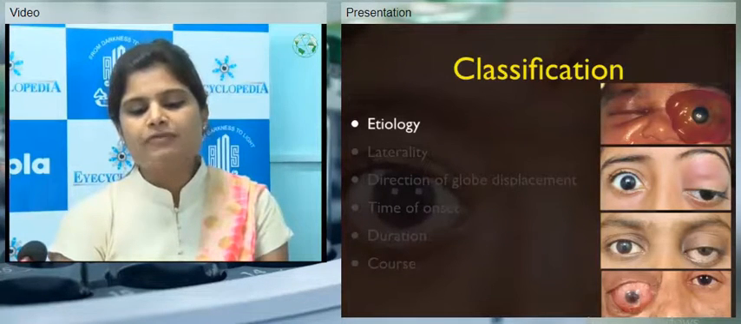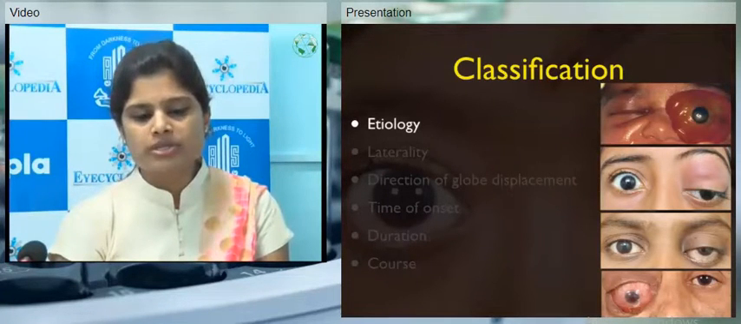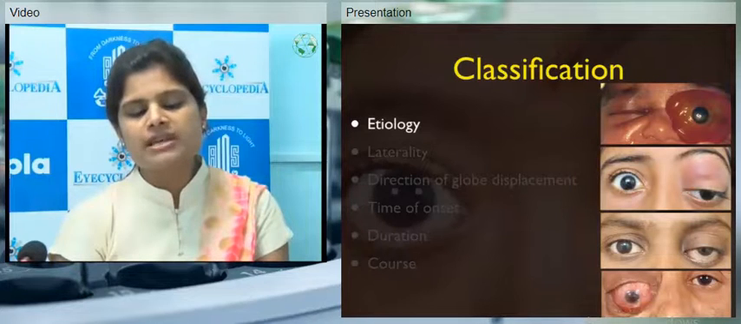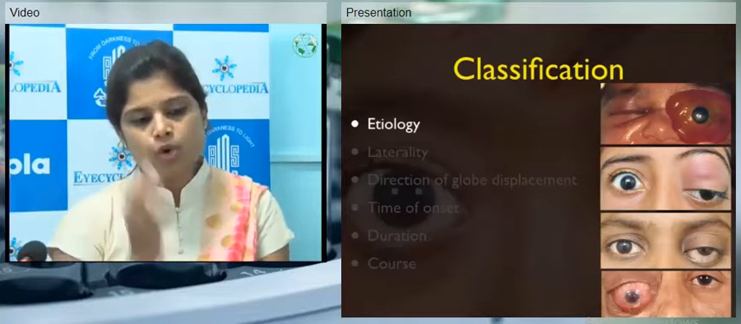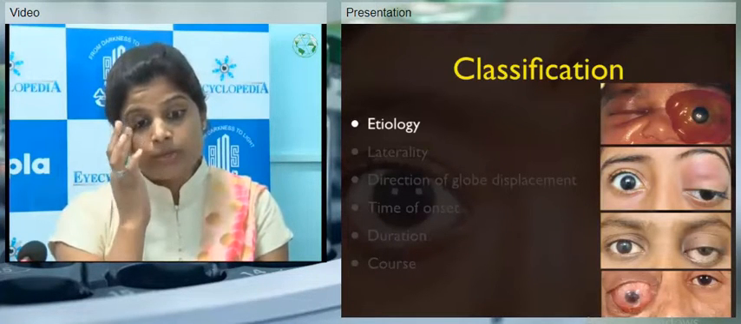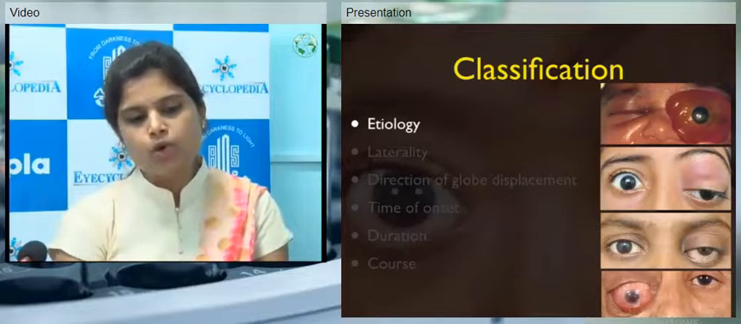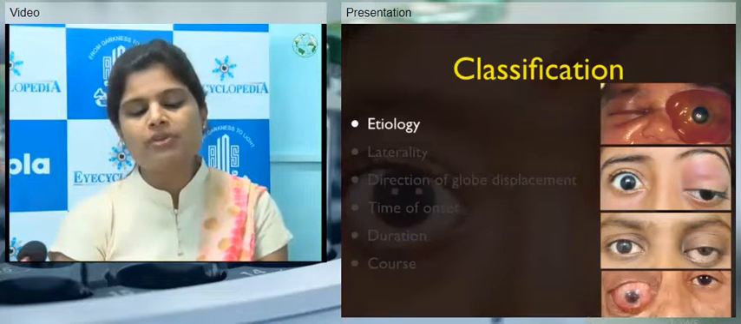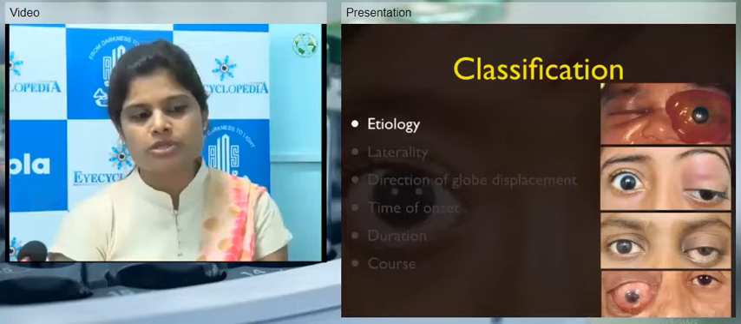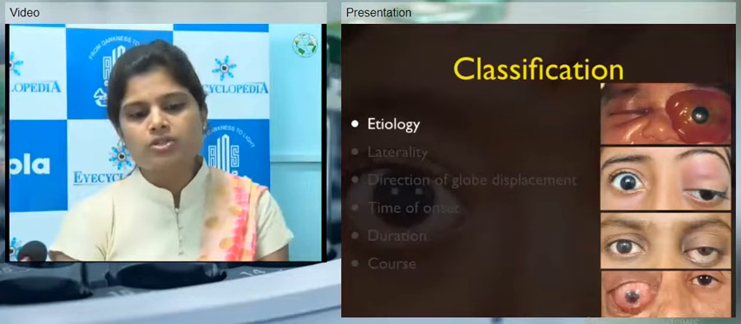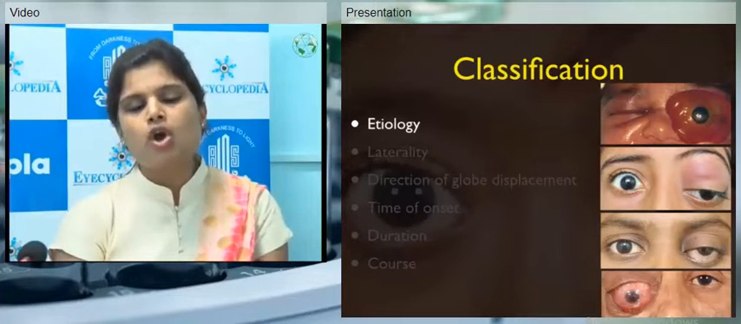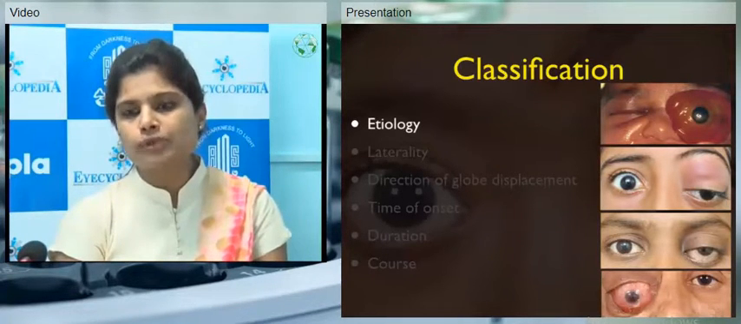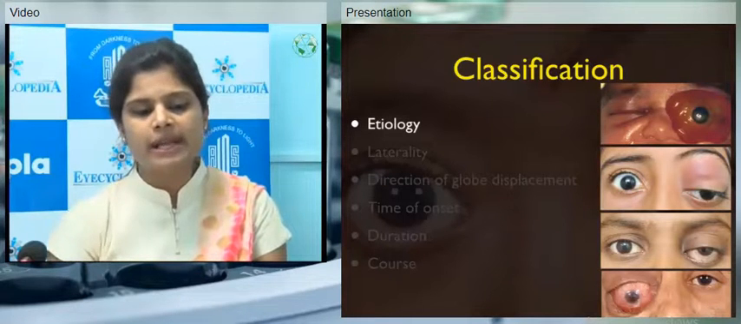Then you can have tumors, which can be benign tumors or malignant tumors. There are various examples of benign tumors, and as we go forward, we'll look into them. The lower one that you see is a malignant tumor which has caused gross proptosis. So whenever we talk about etiology, it is always better to group them: it can be congenital, it can be infectious or inflammatory, it can be because of tumors, and those can again be benign or malignant.